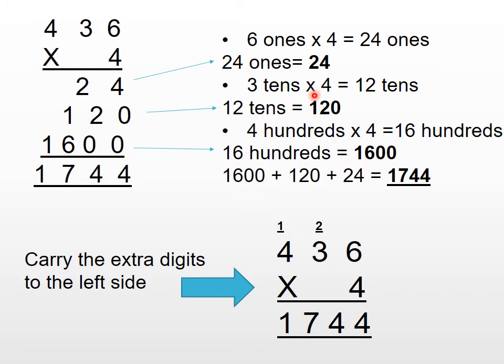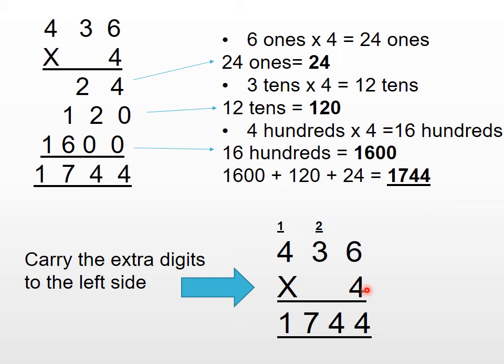If I add all the values together, 1600 plus 120 plus 24, what would I get? 1744. So that is my answer. 436 multiplied by 4 is 1744. Instead of finding out the values and then adding them, you can simply multiply directly.